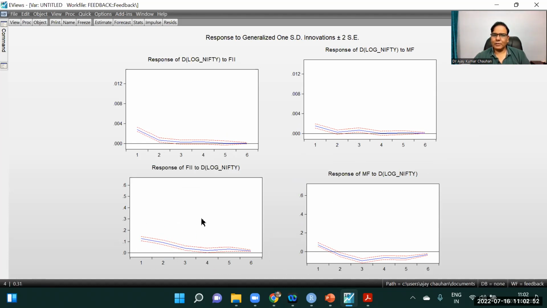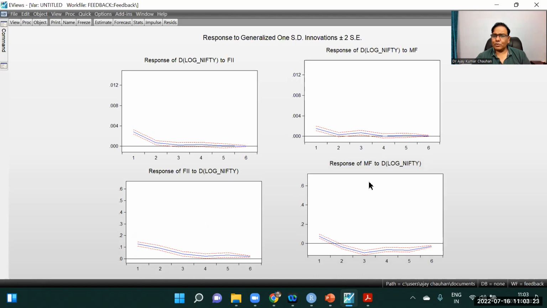It means when the Nifty is moving up, FIIs start buying, and when the Nifty is moving down, they start selling. This kind of trading is known as momentum trading, or this is also known as trend chasing behavior. If the trend is positive, buy. If the trend is negative, sell. So FIIs are involved in trend chasing behavior or momentum trading behavior.